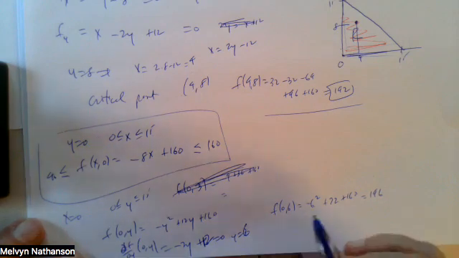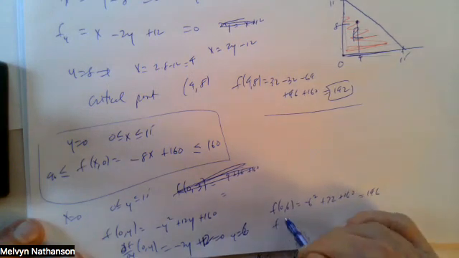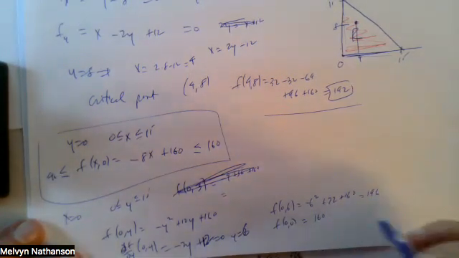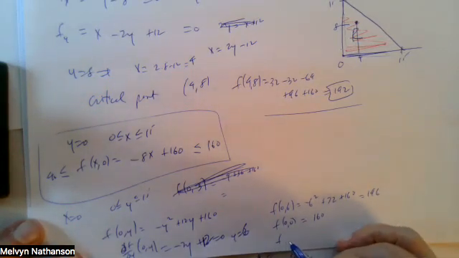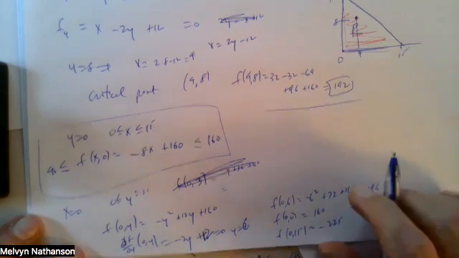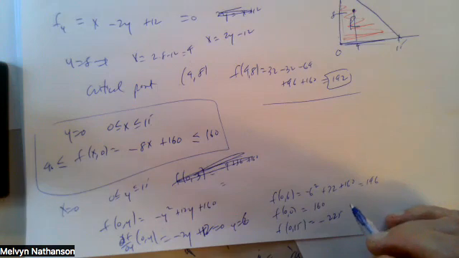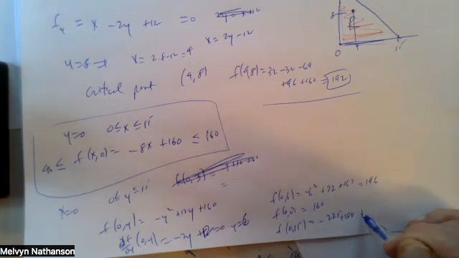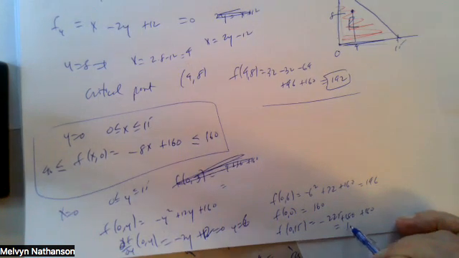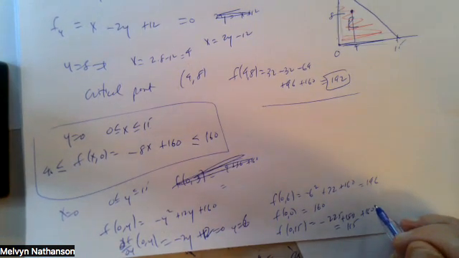So f of 0, 6 is 196. At the endpoints of this line, f of 0, 0 is 160, and f of 0, 15 is minus 15 squared, 225, plus 12 times 15, which is 180, plus 160. So this is 340 minus 225, which I think is 115.